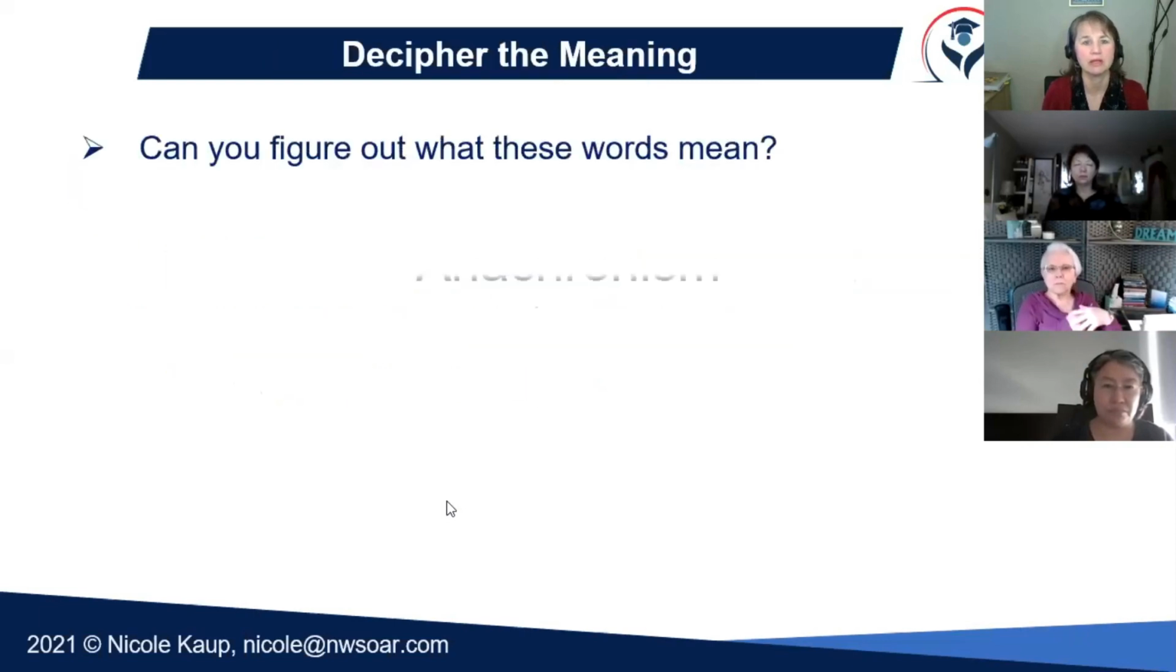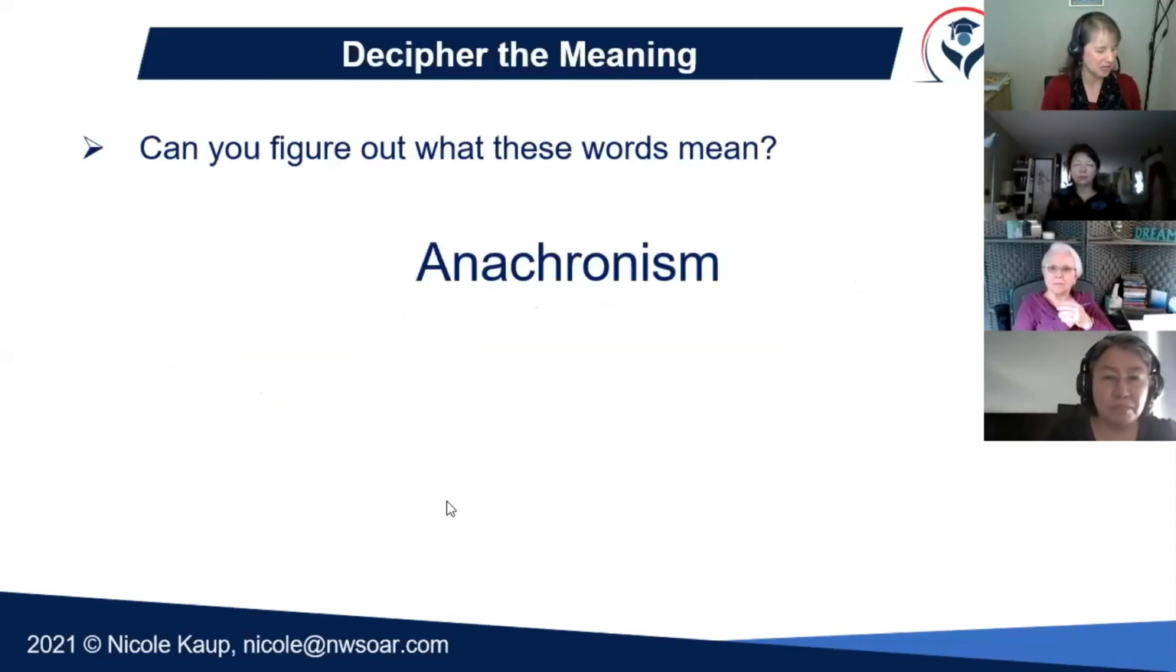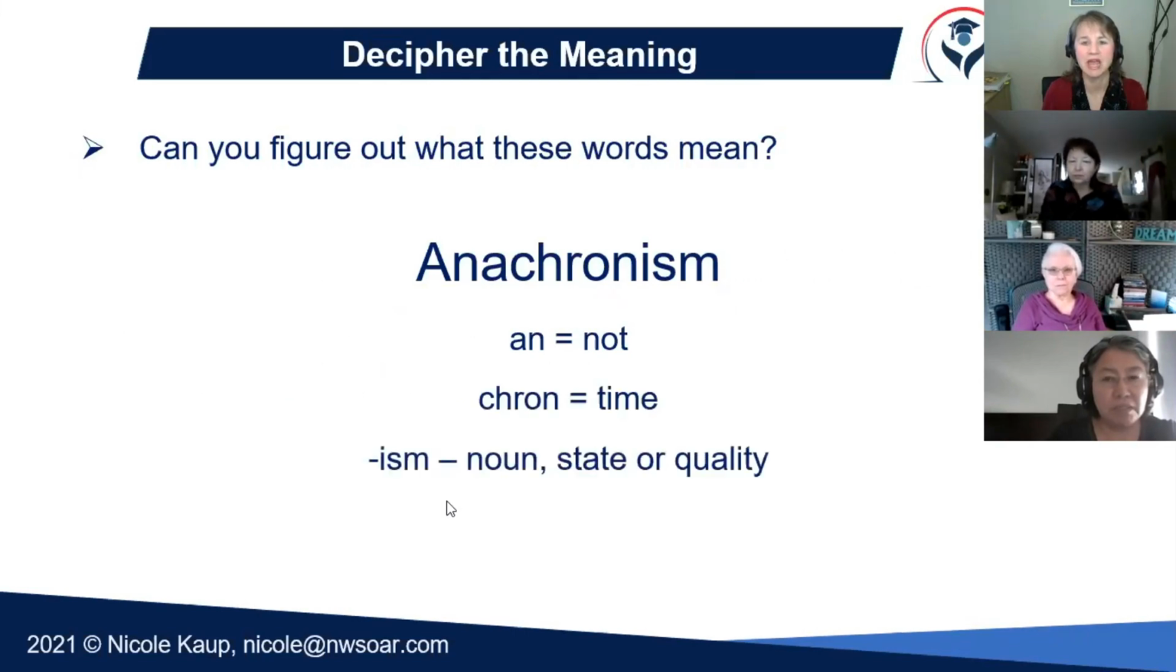Okay, and I've got one more. This is the last one. This one's a little bit hard. It might help if I pronounce it: anachronism. I suspect a lot of you may not know what this is. Anachronism. An meaning not. The major root in there is chron for time. And then ism is a noun ending. So this is a noun. It's an idea, a concept of something about not being timely. Something is wrong with time in this case.